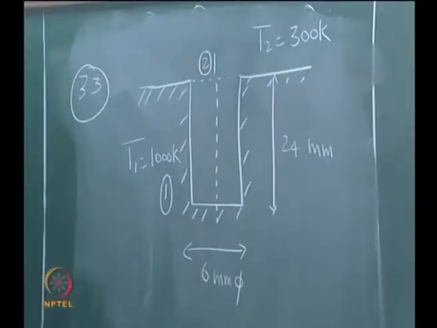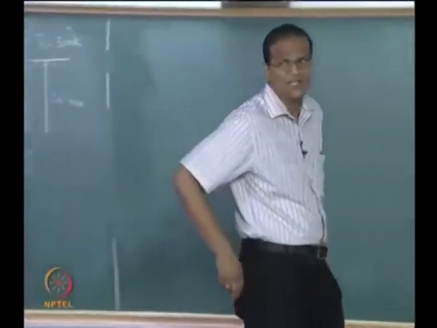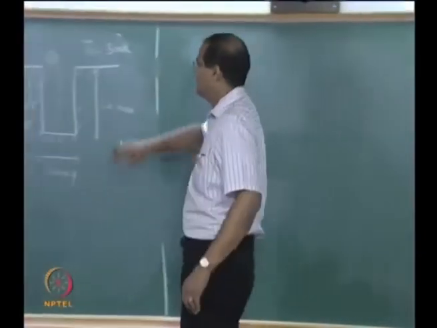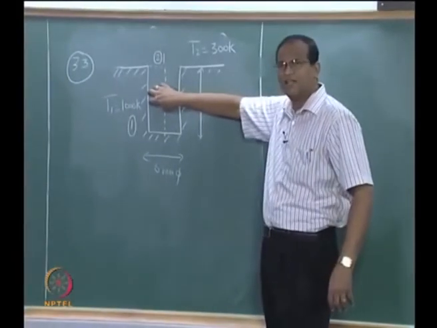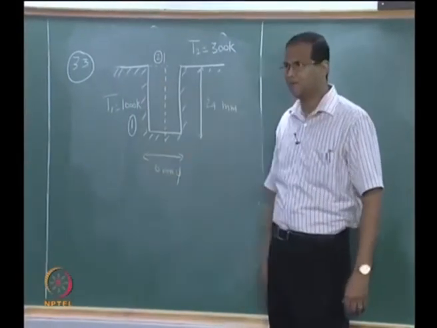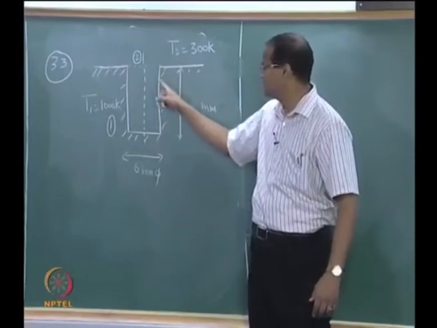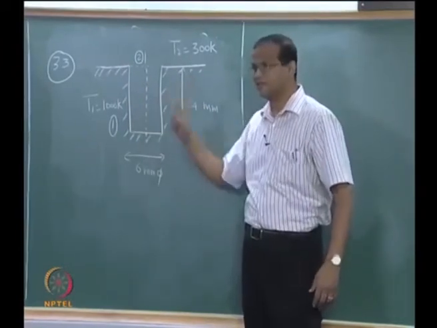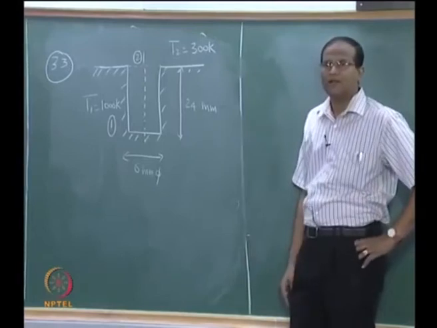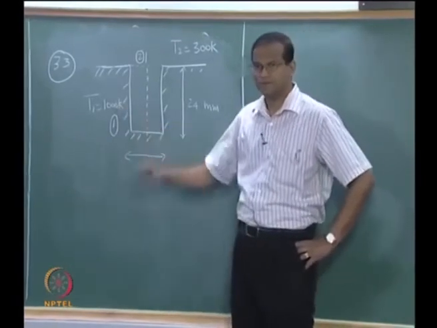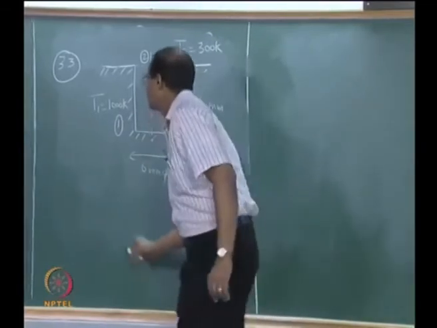I will explain the configuration to you. I have a flat bottomed hole. A hole has been bored into a plate. The depth of the hole is 24 millimeter and the diameter of the hole is 6 millimeters. It is evacuated or it is filled with air which is radiatively non-participating. The temperature of surface 1, which includes the bottom as well as the lateral surface area of the bored hole, is basically 1000 Kelvin, and this has an emissivity of 0.6, let us say.